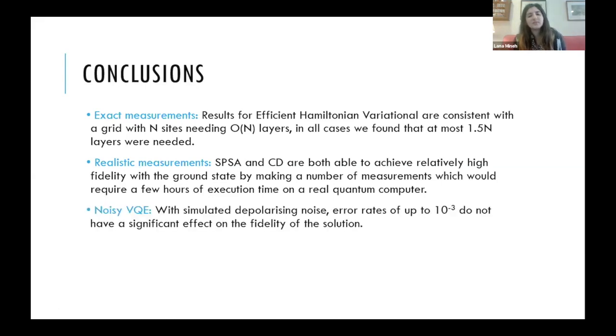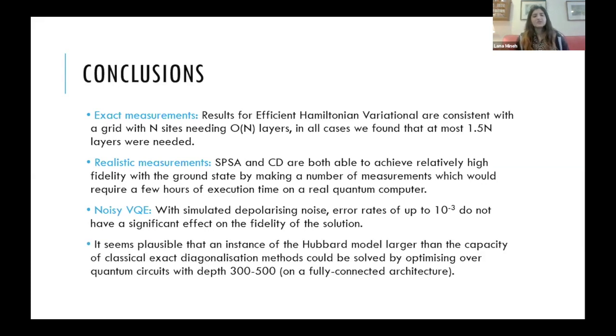Noisy VQE: when we simulated depolarizing noise, error rates of up to 10 to the -3 actually did not have a significant effect on the fidelity of the solution. Whether this will hold for an actual quantum computer with more complex noise remains to be seen. So it seems plausible that an instance of the Hubbard model could actually be solved that's larger than what has been done classically, by just optimizing over quantum circuits with depth of a couple of hundred.